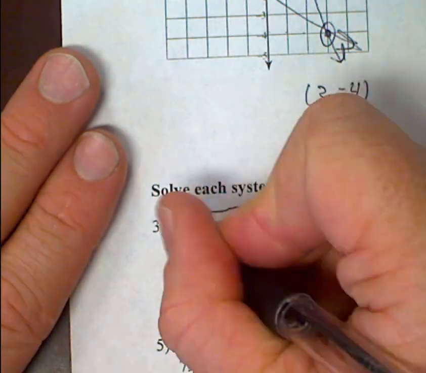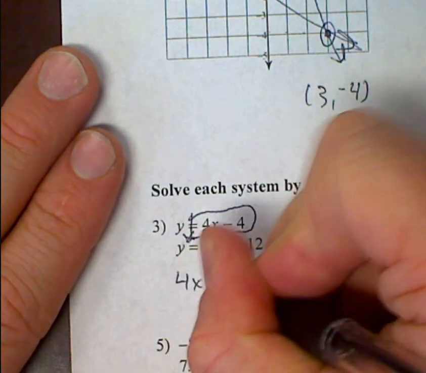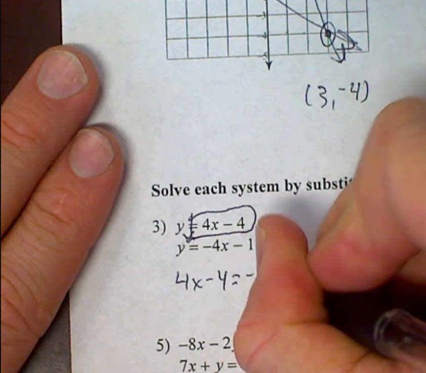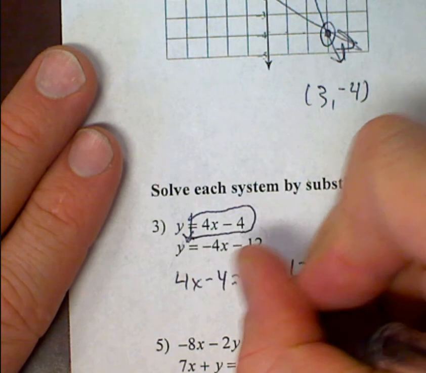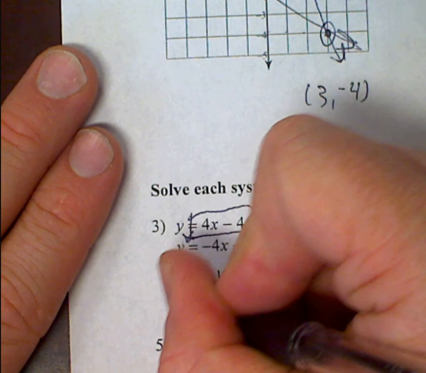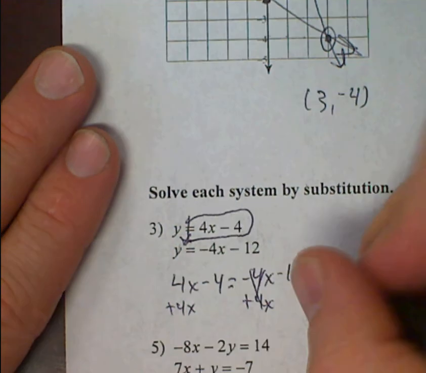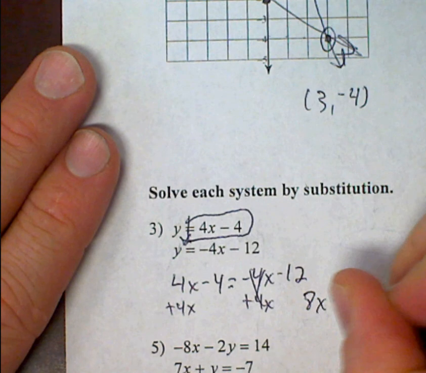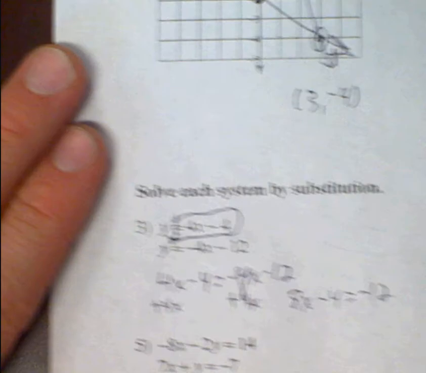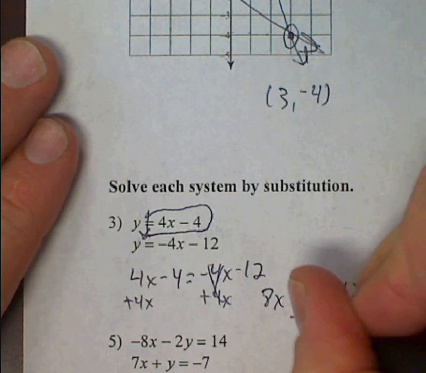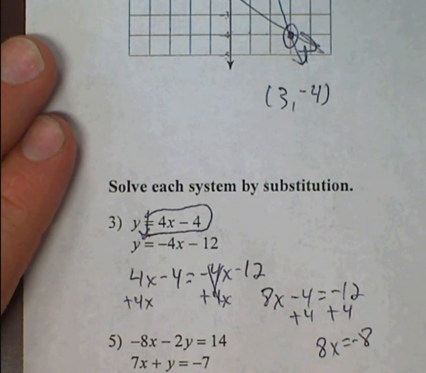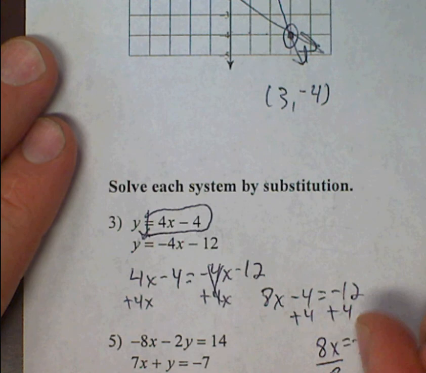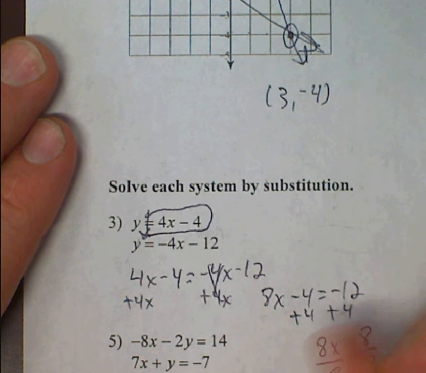Number 3, substitution. My y is already by itself. I'm going to substitute. 4x minus 4 equals negative 4x minus 12. Add 4x. Add 4x. 8x minus 4 equals negative 12. Add 4, add 4. 8x equals negative 8. Divide by 8. X equals negative 1.